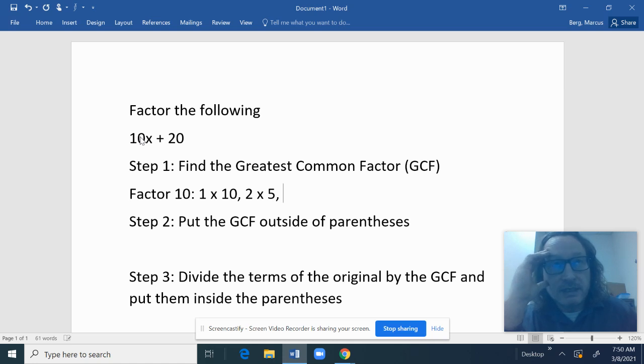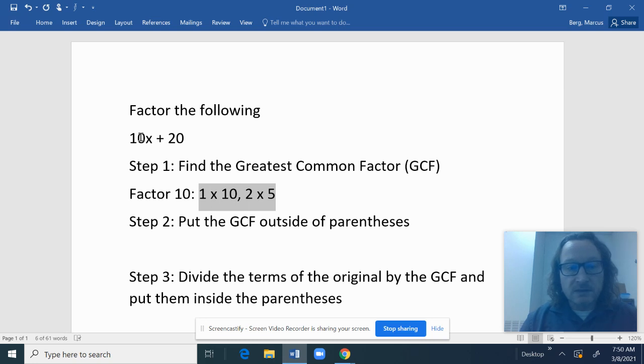3, does 3 go into 10? 3 times 3 is 9. 3 times 4 is 12. 3 doesn't work. 4 doesn't work. And 5 does. And 5 is just back to the original. That would be 5 times 2. So we're done. These are all the factors of 10. 1 times 10, 2 times 5, and that's it.